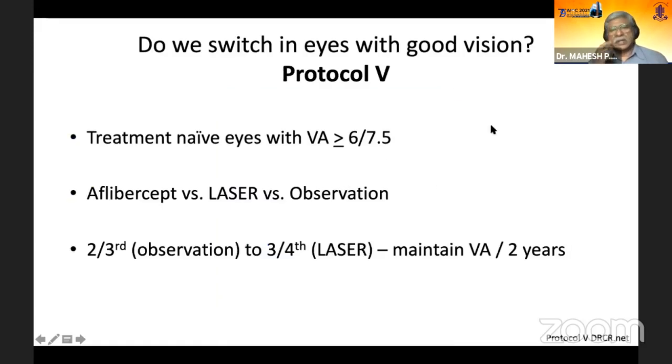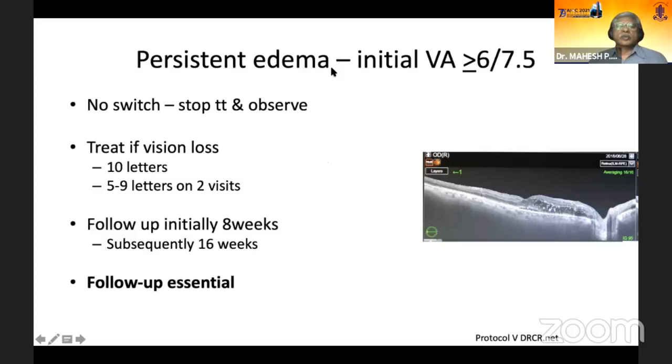But then before we think of switching, came up this protocol V. So do we switch in eyes with good vision? Protocol V took up these treatment naive eyes, which had visual acuity better than 6/7.5. So the comparison of aflibercept versus laser versus observation. And surprisingly, 2/3 of the observation eyes and 3/4 of the laser eyes maintained this 6/7.5, which is an excellent vision over the next 2 years without any treatment. So persistent edema in the presence of good vision, that is vision with better than 6/7.5, there's no need to switch. We can stop treatment and observe.